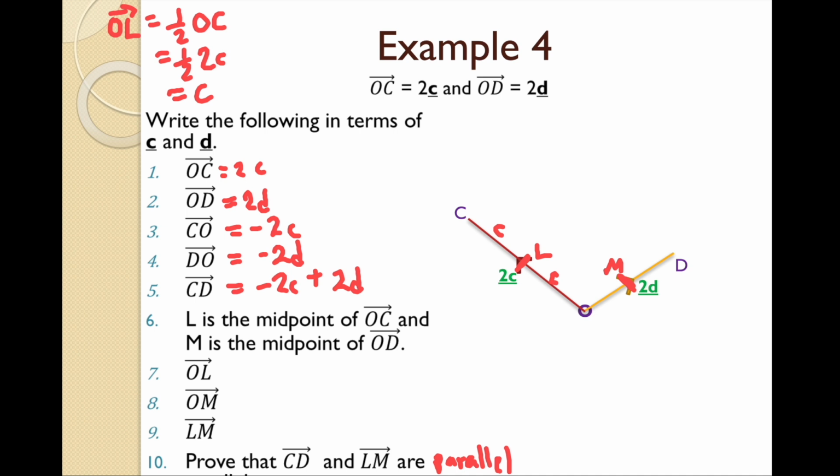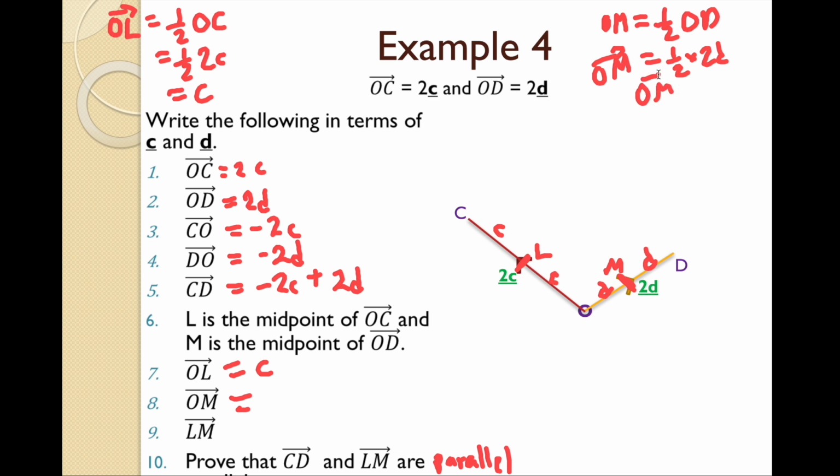Okay, so Kishanis, that makes sense, right? Even though you got 1C, yes, that is the same as C. All right, good. So what is OM? Half 2D, which is D, right? So O to M is equal to half OD, which is the same as half times 2D. OM is equal to D.